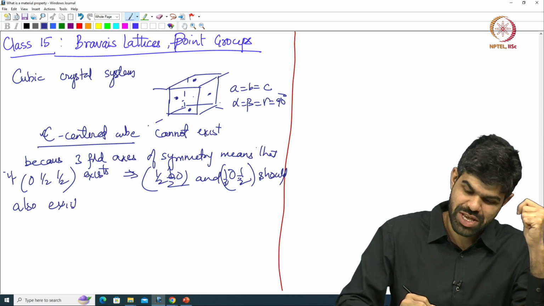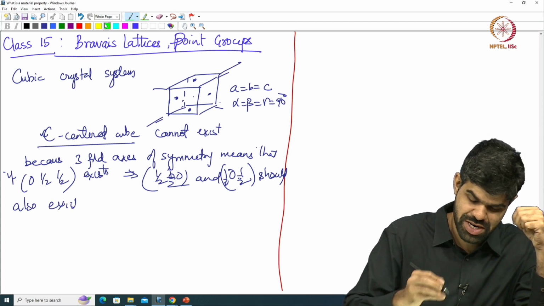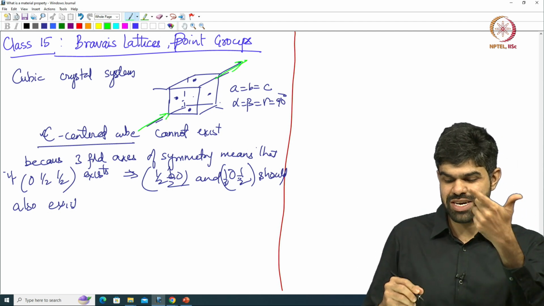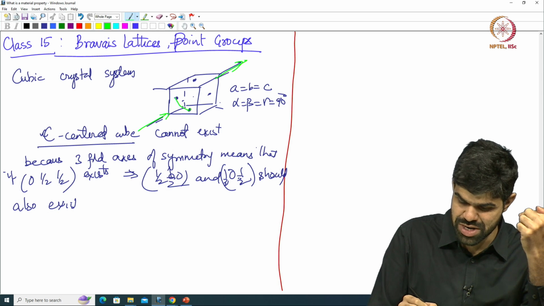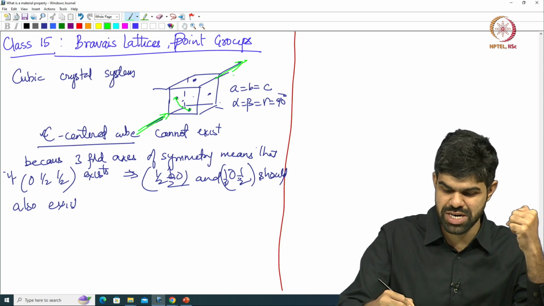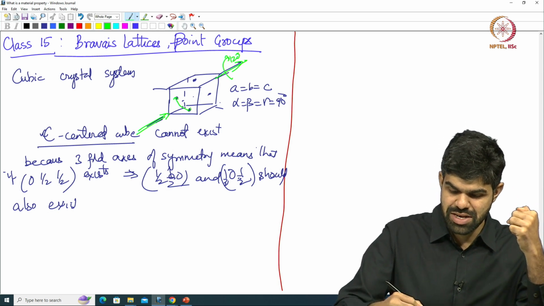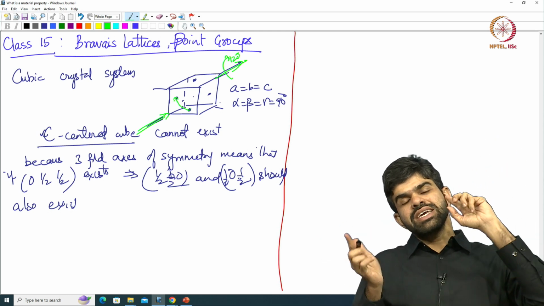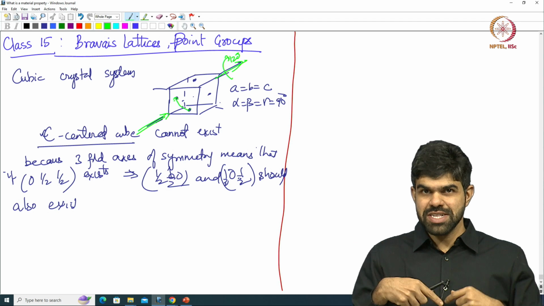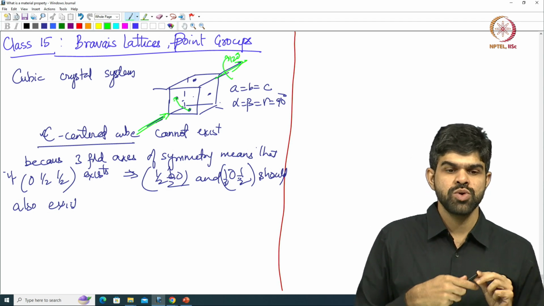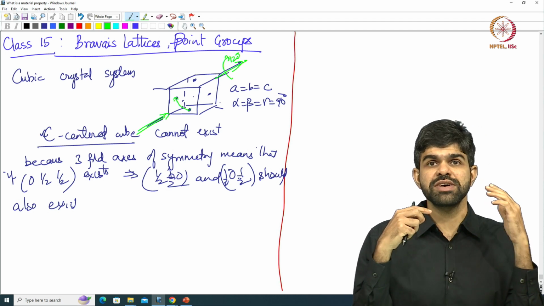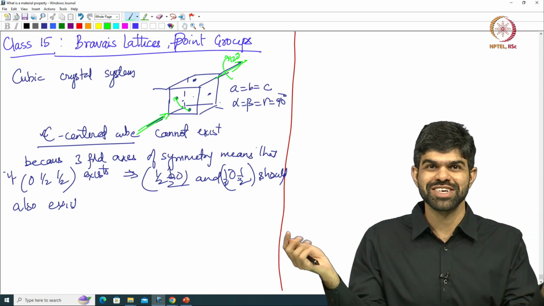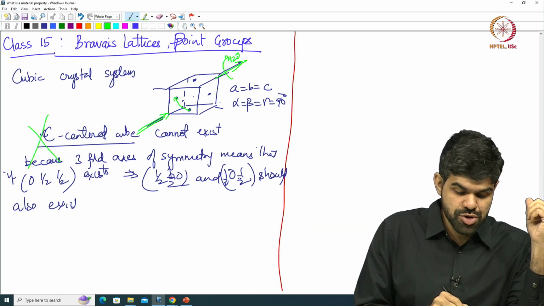You can imagine it if you have some good intuition. If I rotate this by 120 degrees, I am going to take this point and put it here. So, about this axis, if I am rotating by 120 degrees, I will take this point and put it there, and so on and so forth. So, I start flipping the face centers around, and it is not possible if I just have a C centered cube, I cannot have threefold axis of symmetry. So, just a C centered cube does not exist.